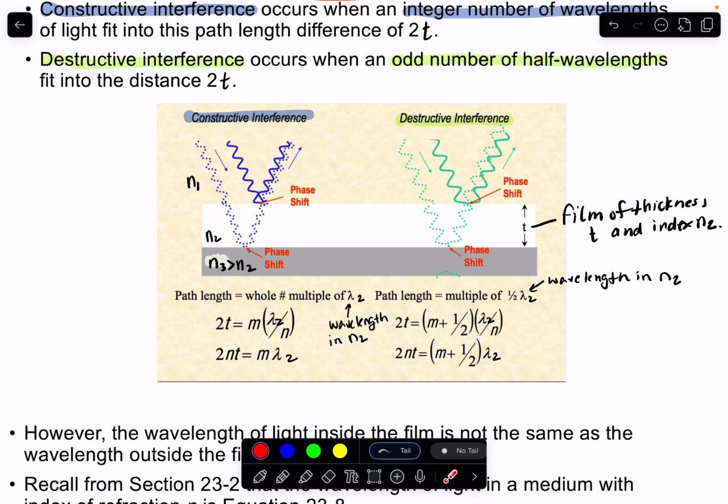Depending on how much extra path length the light has traveled, we could get constructive or destructive interference. If it adds up to an integer number of wavelengths, constructive. An odd half integer, destructive. And this is how we write an odd half integer. If we write it this way, we're always going to get an odd number.